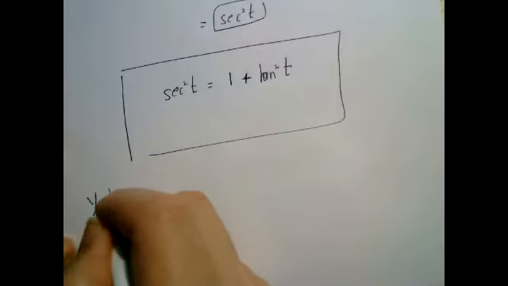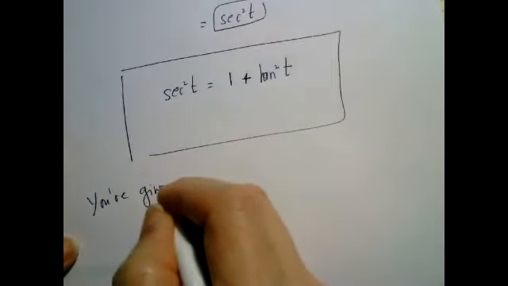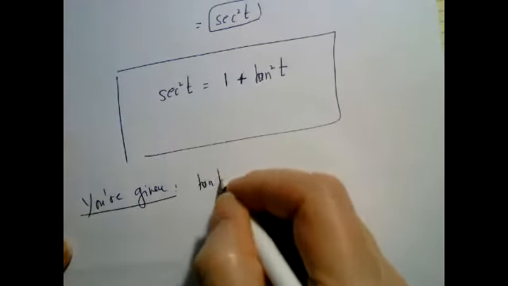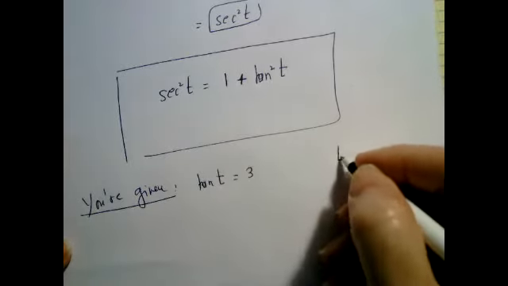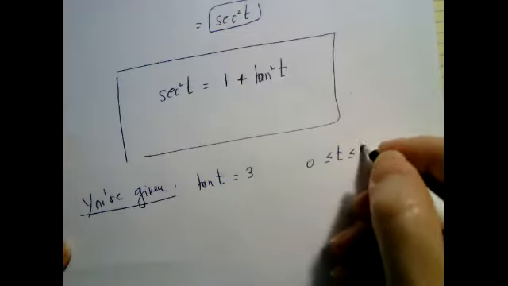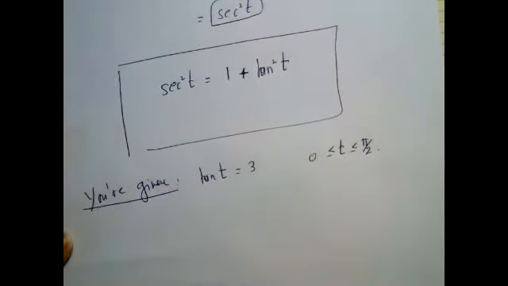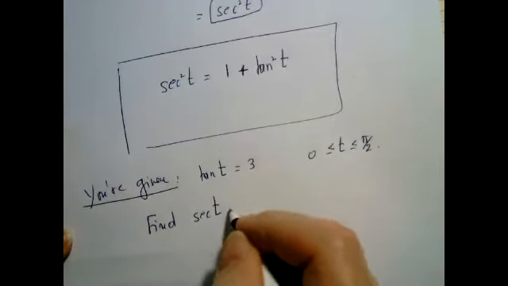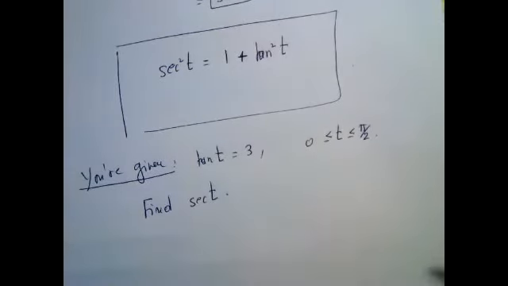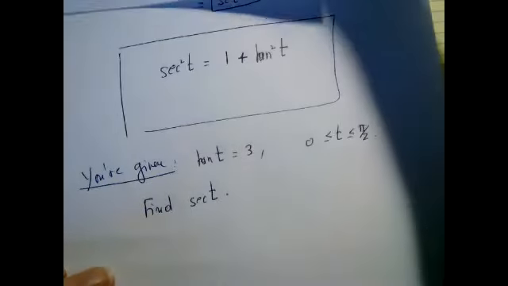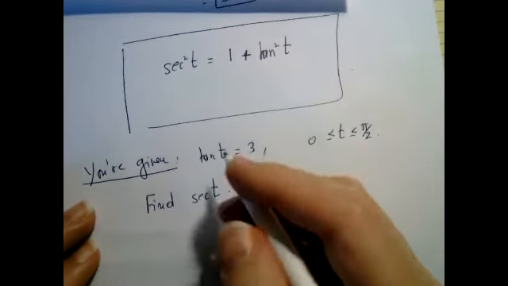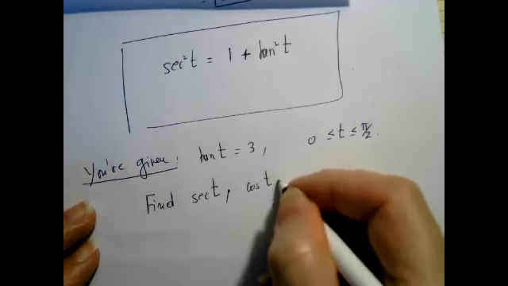So for example, you're given the following. You're given, let us say, tangent t equal to 3, and t is in the first quadrant. Okay, find secant of t. So you're given tangent, t between this and this, find the secant. All right, how can I find the secant? Well, the idea is I have to use my identities. I know the tangent, I want the secant. So find secant and cosine. I'm going to find both of them.